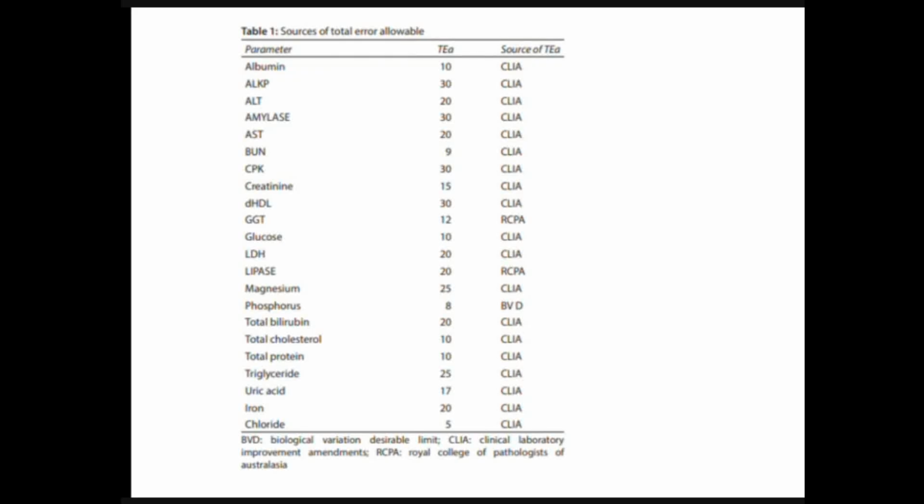So the source of total allowable error is given by these bodies, and these are in percentages. Now, when we were showing the 22 analytes, sodium, potassium, and calcium have not been taken into consideration, because for these three analytes, the total allowable error is given in millimoles. It's given in those units. It's not given in percentage.